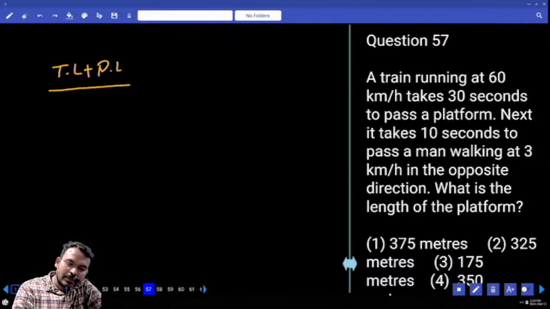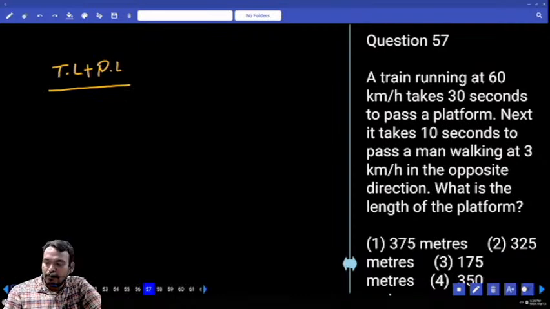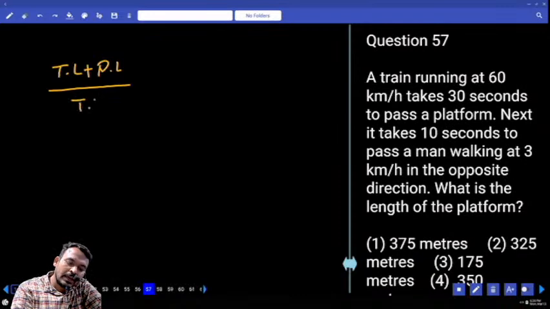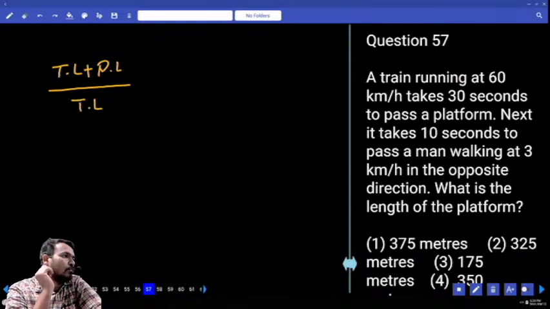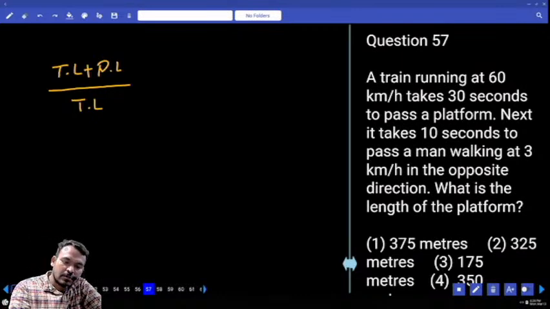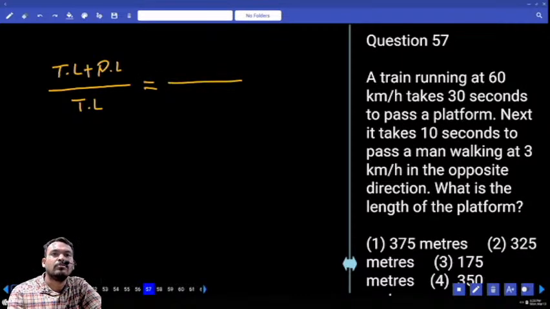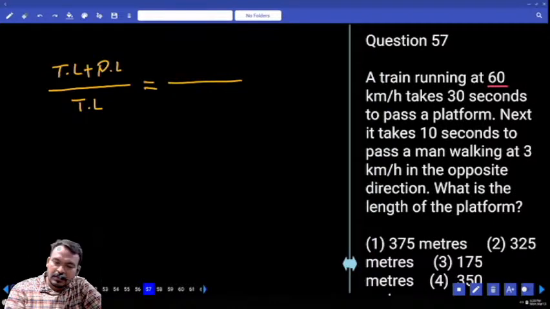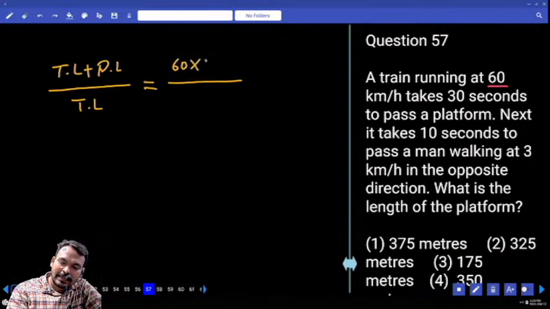Second case, the same train passes a man. When a train passes a man, the total distance is only the train length. Okay. First, the numerator is the first case distance. Denominator is the second case distance. Distance equals speed into time. What is the speed in the first case? 60. Time 30 seconds.